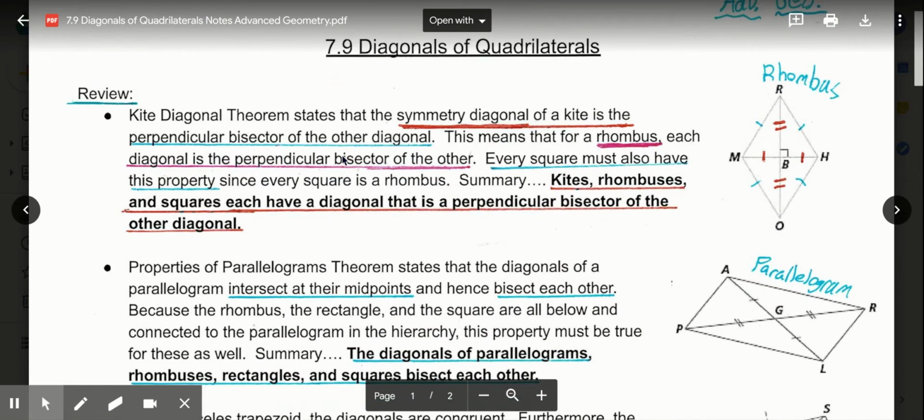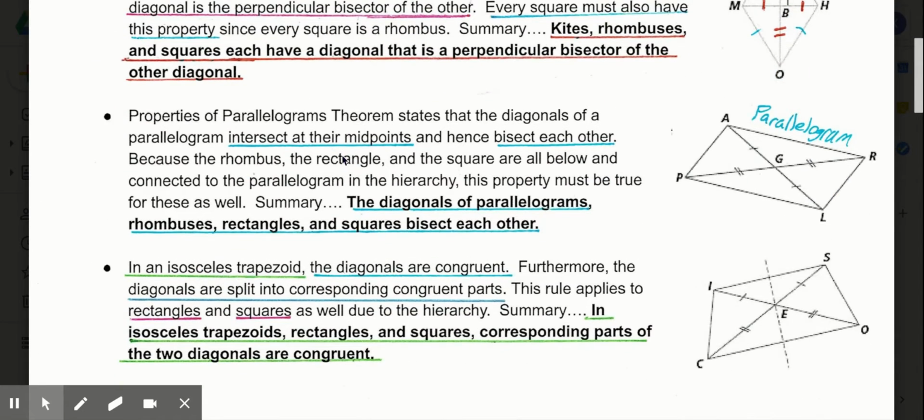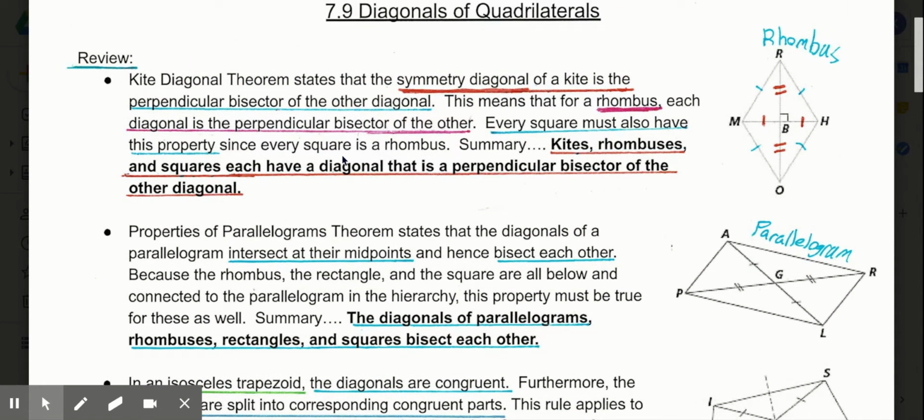So, to begin with, we are going to briefly review in these 3 paragraphs some of the key theorems and ideas related to properties of different quadrilaterals. The top bullet point has to deal with the kite diagonal theorem, which states that the symmetry diagonal of a kite is the perpendicular bisector, so it splits the other diagonal at 90 degrees. So it's the perpendicular bisector of the other diagonal.